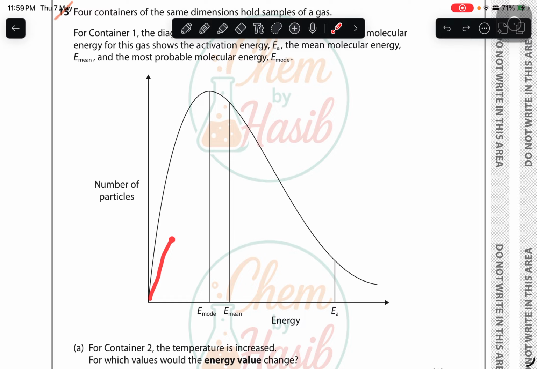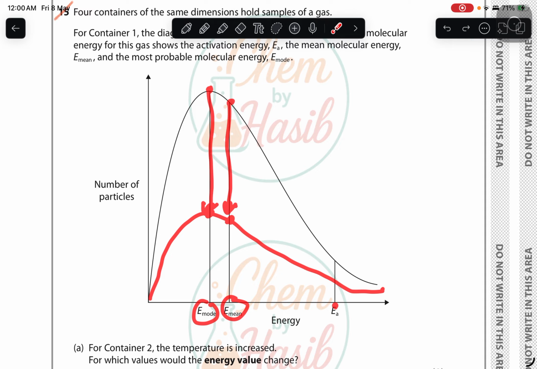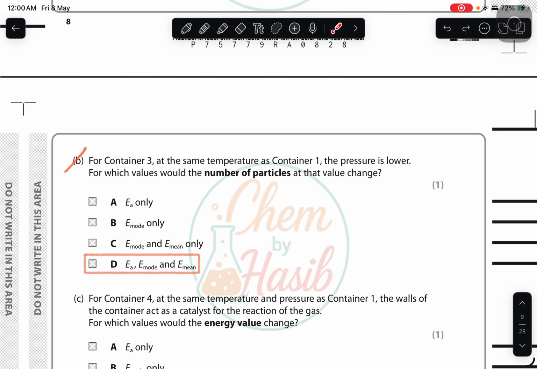So the curve would look like this. So the number of particles at E mode would be less. The number of particles at E mean will also be less because previously it was here, it decreases to here. The number of particles at the activation energy will also decrease from here to here. So your answer would be D.